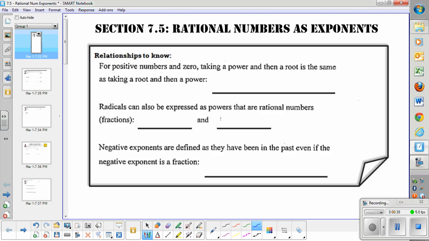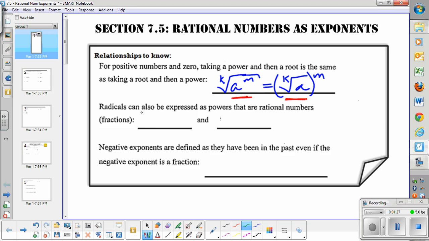Notice in the box up at the top, it says if you are talking about positive numbers and zero, taking a power and then a root is the same thing as taking a root and then a power. Symbolically, the kth root of something to the m power is the same thing as first doing the root, then the power. On the left I'm taking the power first and then the root; over here I'm taking the root first and then the power. So you have flexibility. You decide which one to do depending on what numbers you have and what would be the easiest. We want to go easy, all right?